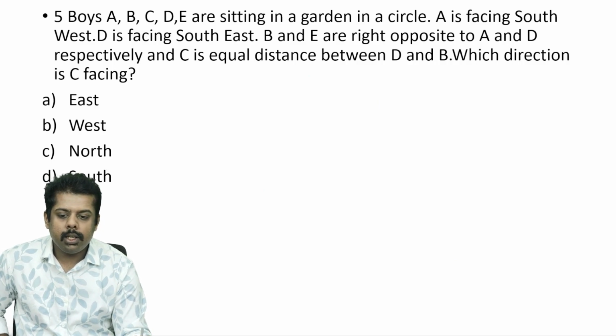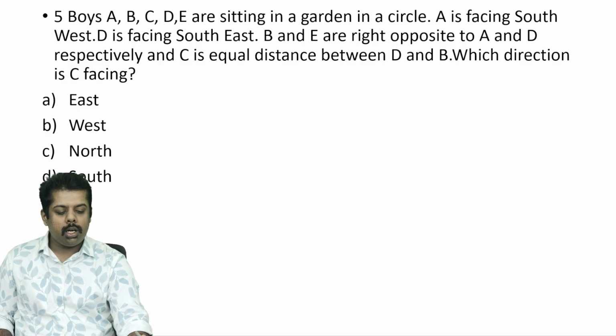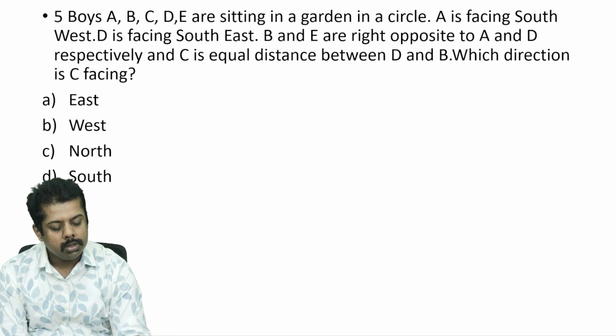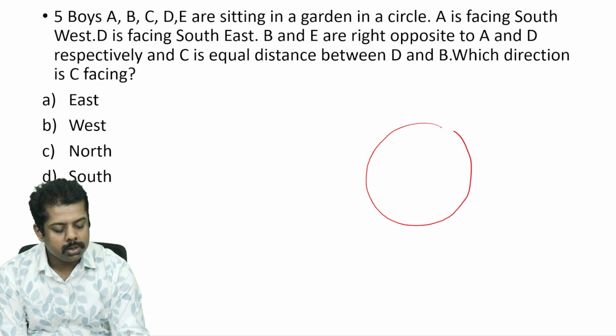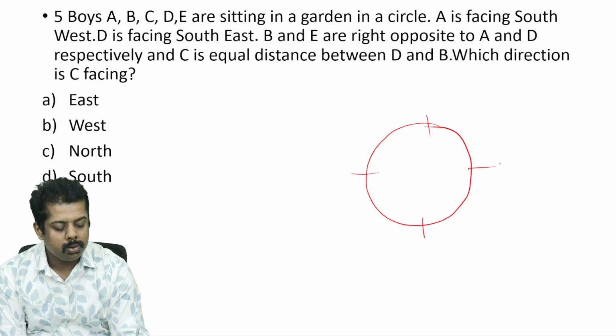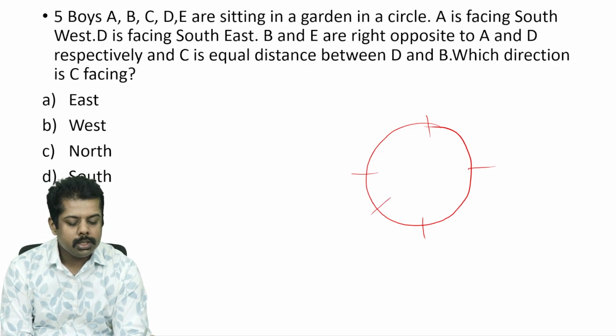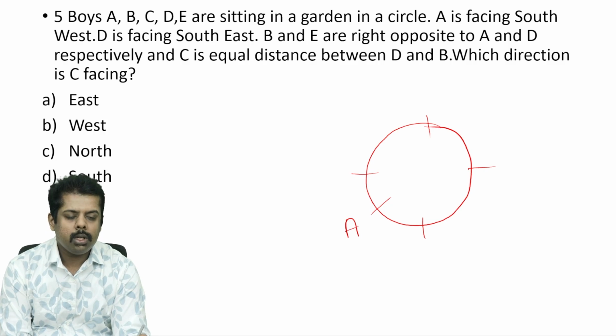Now in this scenario, they have given 5 boys, and everyone is sitting in a garden in a circle. So basically we have to use this concept of circular arrangement. Here they are told there are a total of 5. Now what they are told: A is facing southwest. Southwest basically means where this is south, this is east, this is west. Southwest is the middle of this.